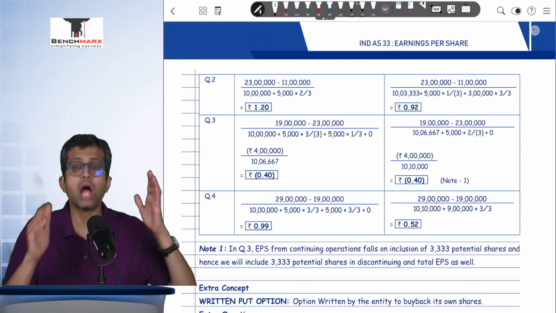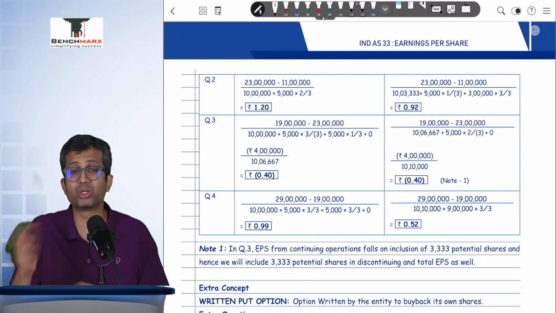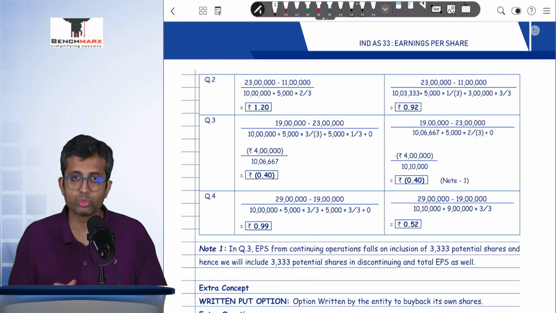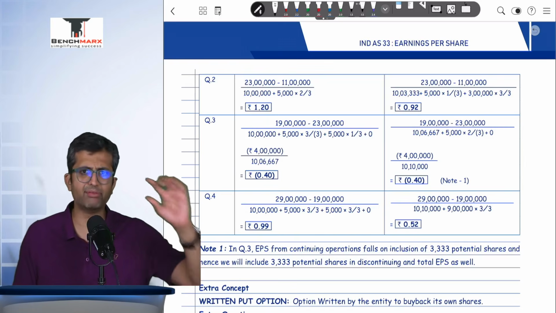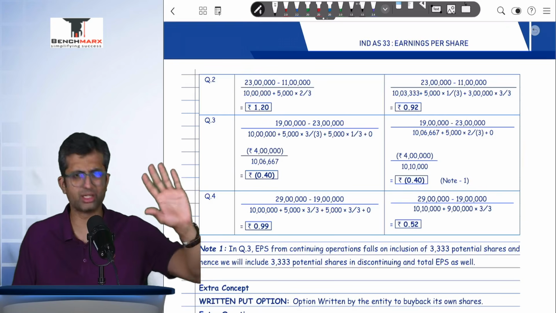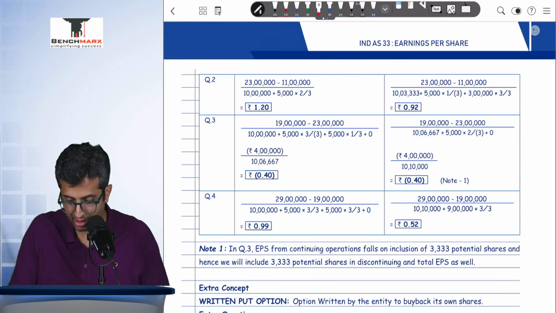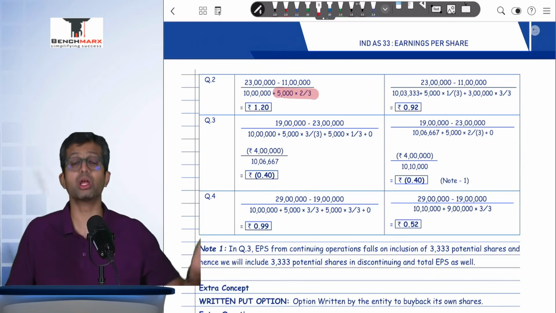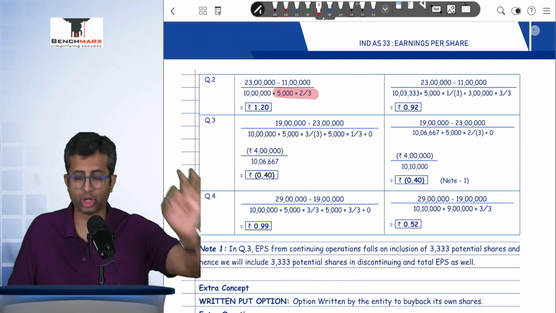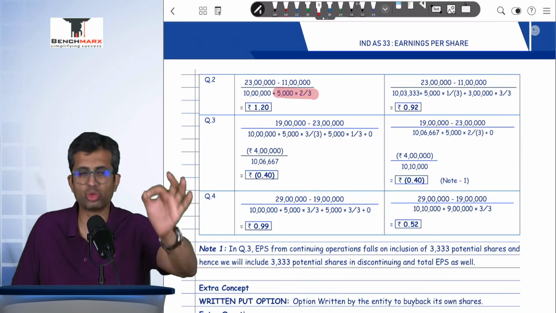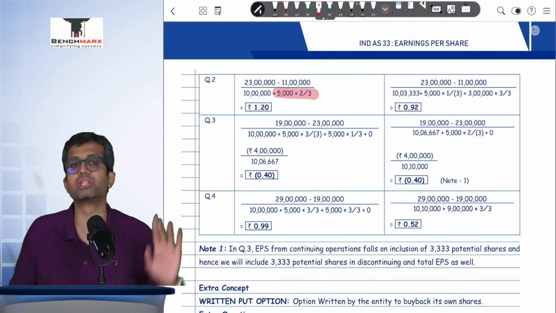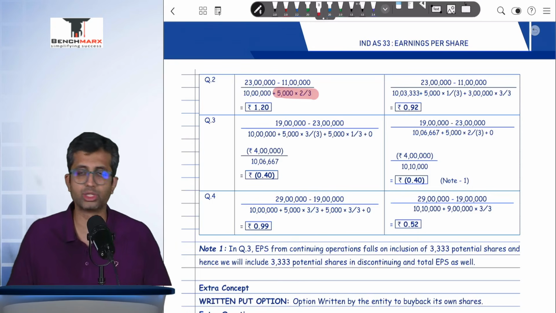Now can I say out of those 3 months, these shares were issued on 1st May and hence were outstanding for 2 months. And hence when I do the working, I will take 12 lakhs divided by 10 lakhs plus 5,000 into 2 by 3. So if you look at the current quarter, actual shares have been issued in May and are outstanding for 2 months out of the 3 months in the quarter, and hence I'll do 5,000 into 2 by 3.